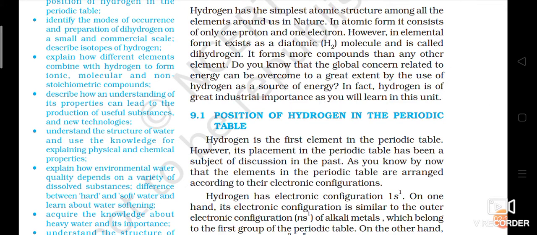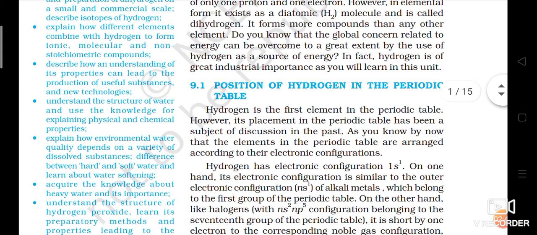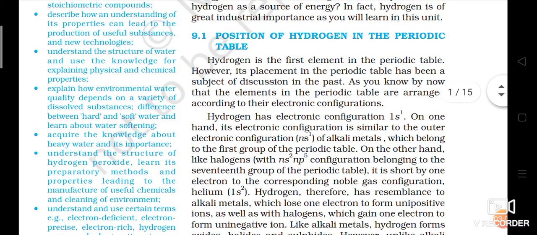9.1 Position of hydrogen in the periodic table. Hydrogen is the first element in the periodic table. However, its placement in the periodic table has been a subject of discussion in the past. As you know by now, the elements in the periodic table are arranged according to their electronic configuration. Yes, you studied this in Unit 3, the periodicity lesson. Remember it? Hydrogen has electronic configuration 1s1. I already introduced it.